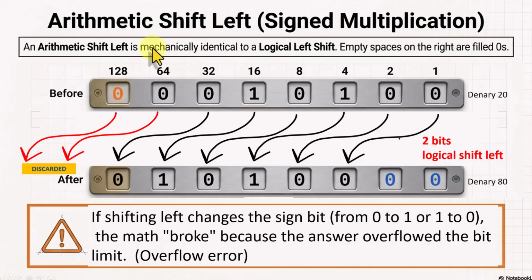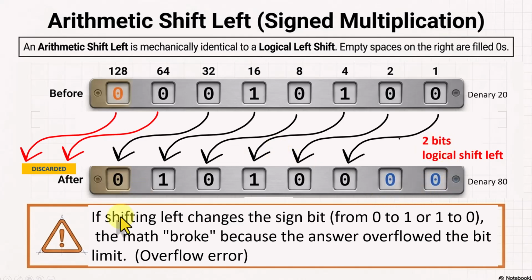That's it. So arithmetic shift left, which is used for signed multiplication, is the same as logical shift left, where we move the bits n bits to the left, then the leftmost are discarded, and we fill the empty spaces with zeros.